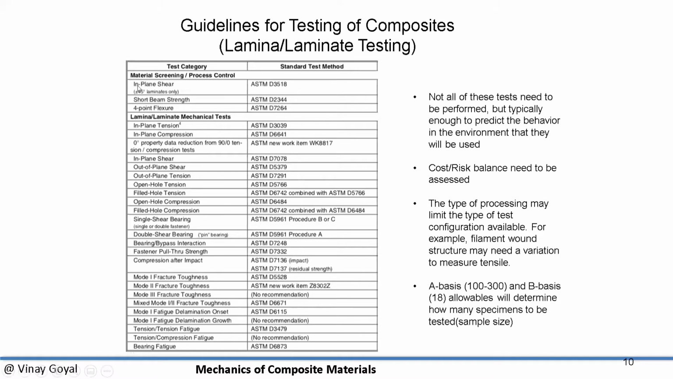And here you can see on this table a large number of tests. The first three typically are used for process controls: in-plane shear, short beam shear strength, and 4-point flexure. The corresponding ASTM standard is on the right-hand side. Then you have to measure the lamina properties, so the in-plane tension, and I'll go through some of this. In-plane compression. So you're measuring the performance of the composite in tension, and then also in compression, which can be different. Typically, strength in tension tends to be higher than compression. In compression, the matrix has to take some of the bulk of the load, and the matrix is not as good at taking compression.